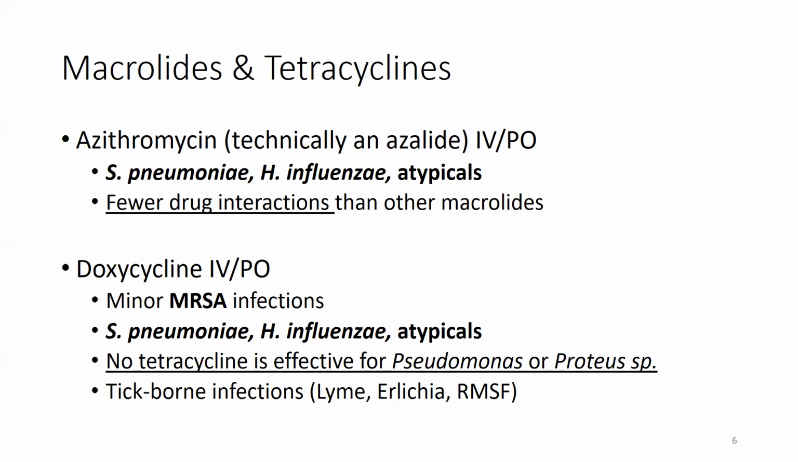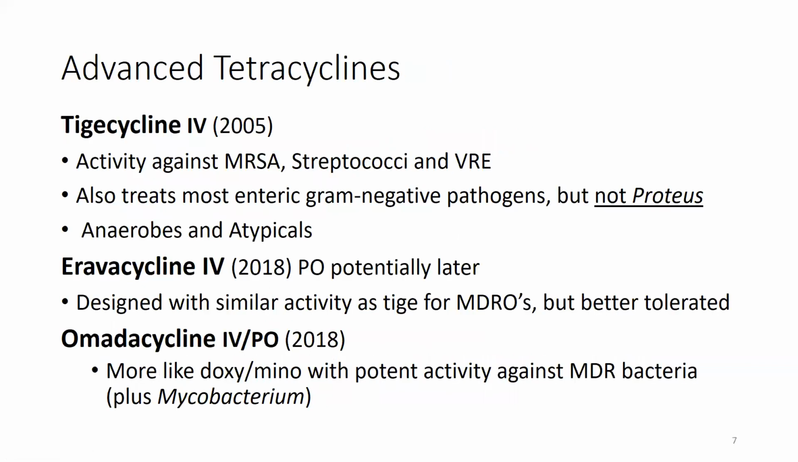It should be noted that this is not a great drug for enteric gram-negatives, and no tetracyclines have effective activity against either Pseudomonas aeruginosa or Proteus species, which is noteworthy because Proteus is generally fairly susceptible to the beta-lactams like ceftriaxone. Doxycycline is also a drug of choice for some unusual organisms. In this case, all of the tick-borne infections like Lyme disease, Ehrlichia, and Rocky Mountain spotted fever.